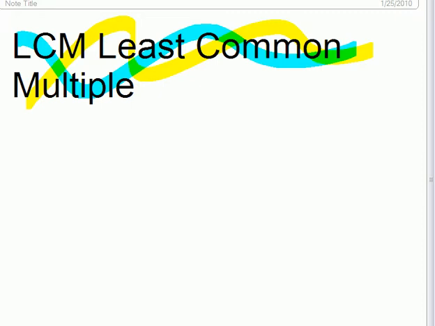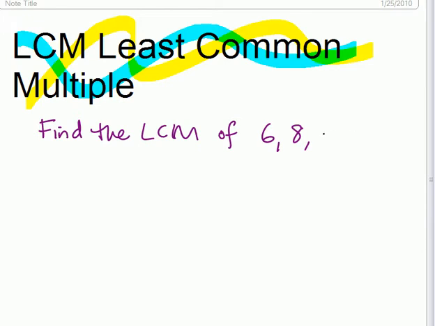Okay, let's take a look at least common multiples, and we're going to be using prime factorization. So let's start with the one that has three numbers. We want to find the least common multiple of the numbers 6, 8, and 10.